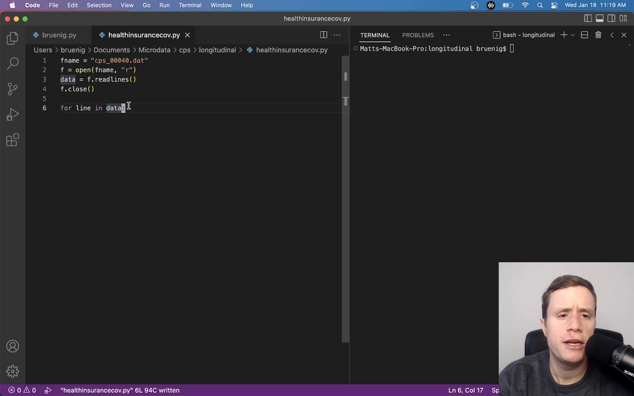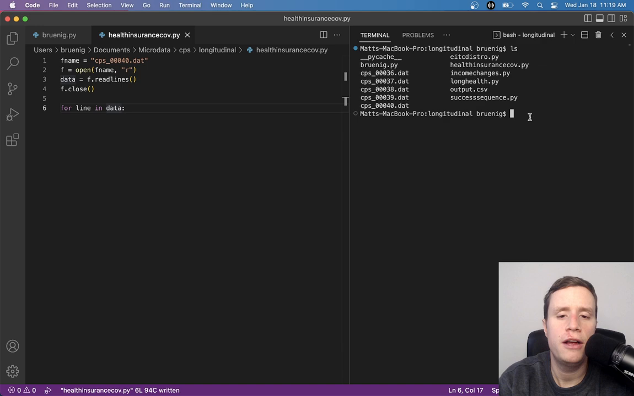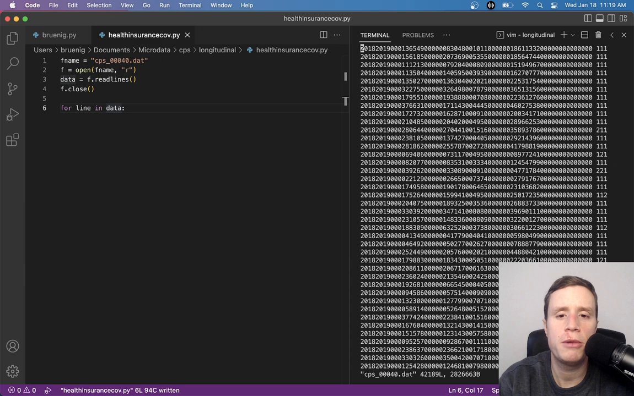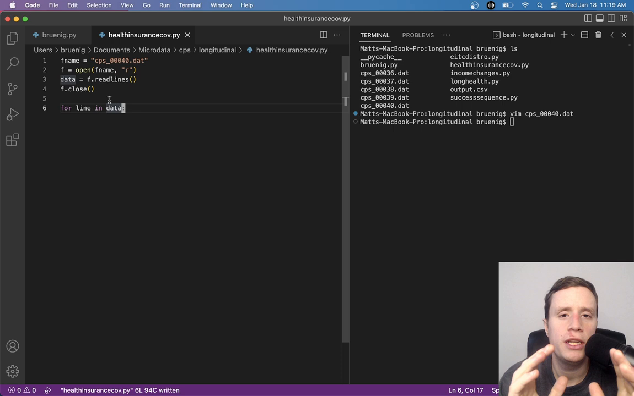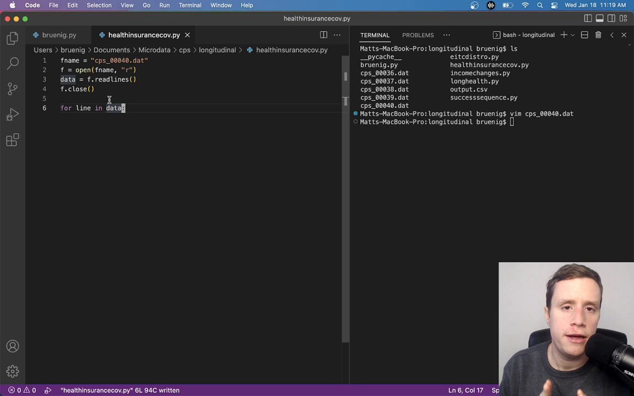So I wrote this Python script, healthinsurancecov.py. All we do at the beginning here is open the file. When you download this file, you'll get this cps.dat file, and you can see it's right here. That file just has a bunch of lines with numbers on them. And those numbers correspond to specific variables. We're going to open that up and read it into a list called data. Every item in the list is just a line in the file.